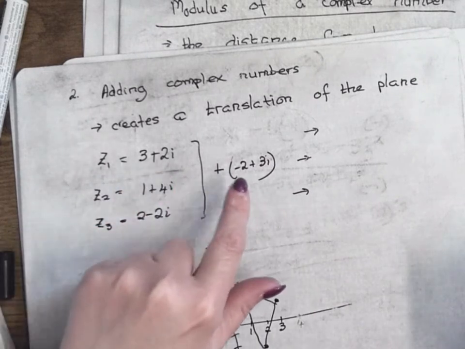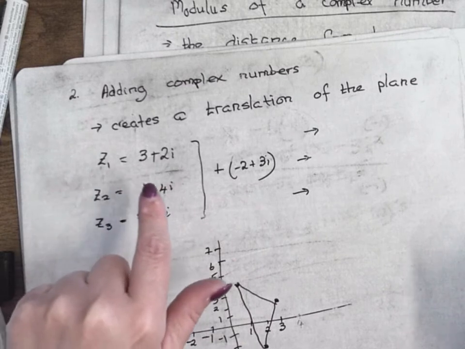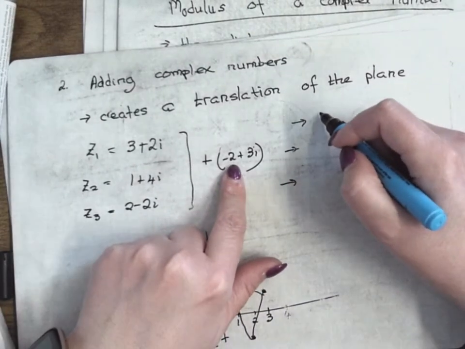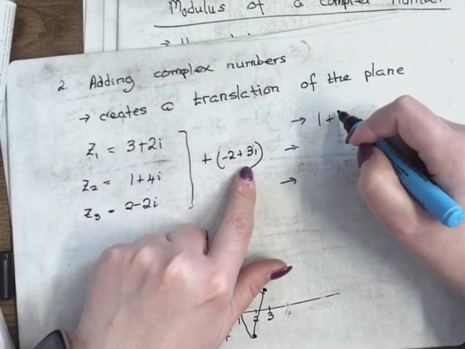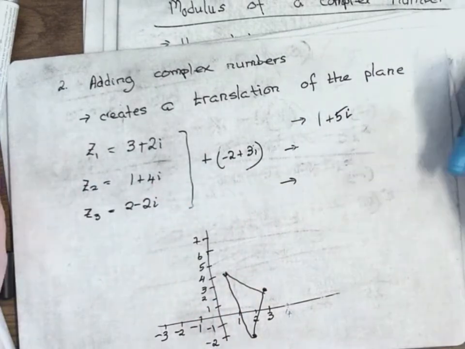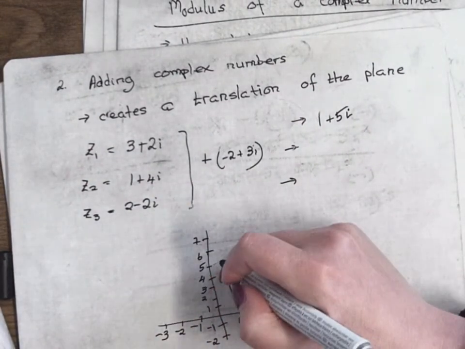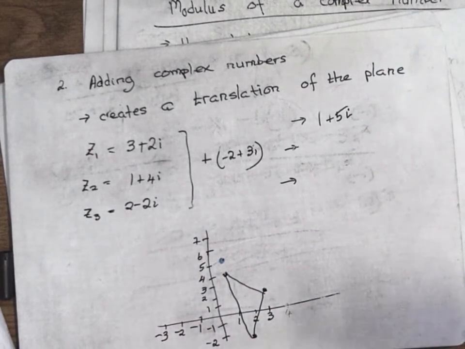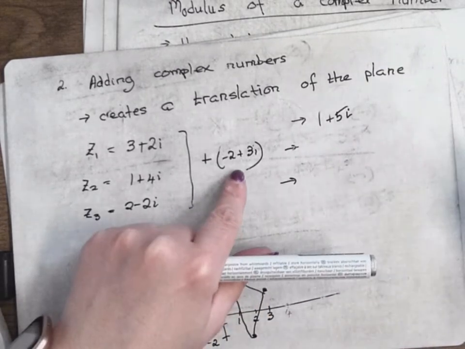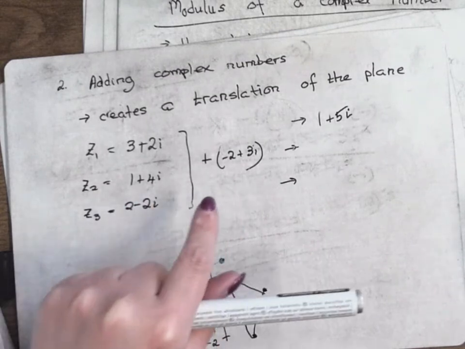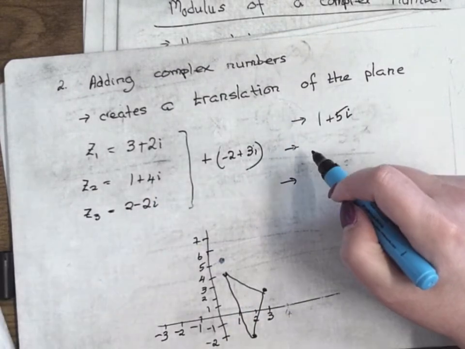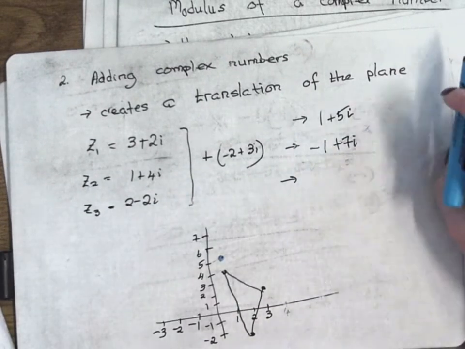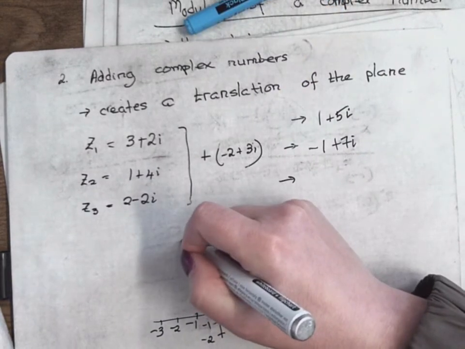So remember, to add complex numbers, you add the real bits and you add the imaginary bits. So here, 3 minus 2 would be 1, and 2i and 3i would be 5i, so 1 plus 5i. Okay? So that's going to go to 1, 5. So that number has gone to there. The next one is, again, I'm going to add the same complex number to it. So I'm adding the real bits and the imaginary bits. So 1 minus 2 is minus 1. And 4i and 3i makes 7i. So that complex number goes to minus 1 plus 7i, which is up there.